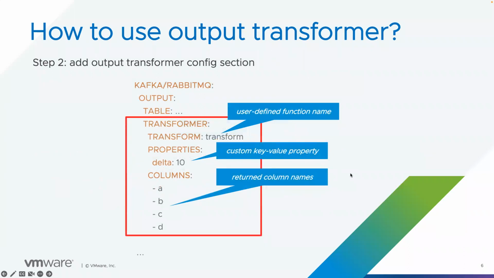For the second step, transformer config will be added under the output section of Kafka or RabbitMQ. You can add configuration details for the transformer here that include transform to add the transform function name, property to include the custom key value pair that will be passed as the second argument for the transform function. Columns will have the list of columns to be returned by the transform function.